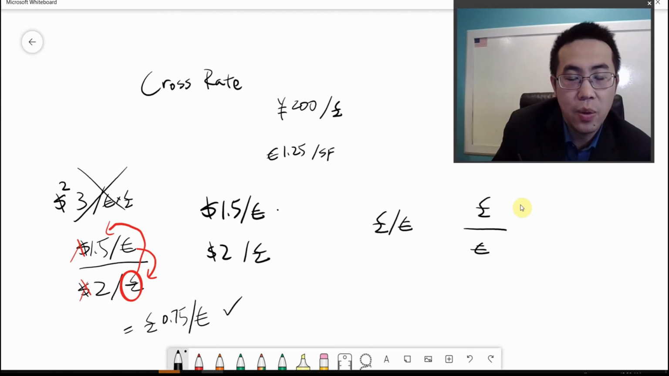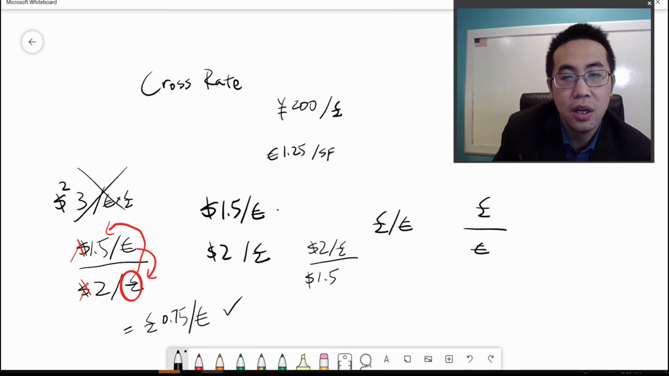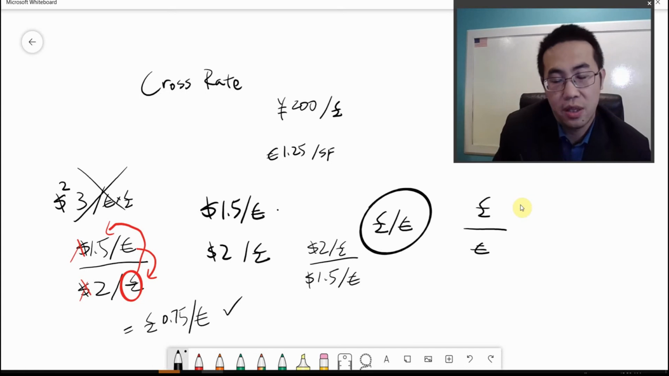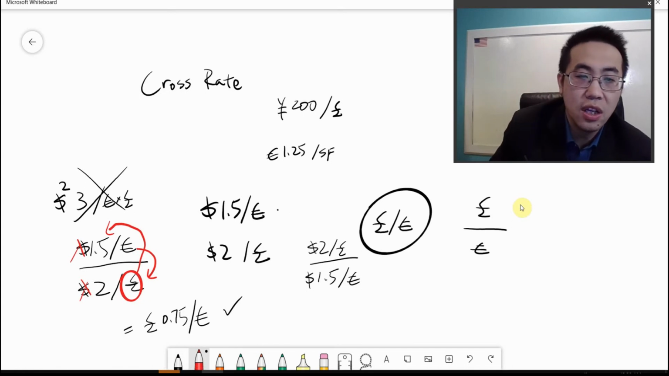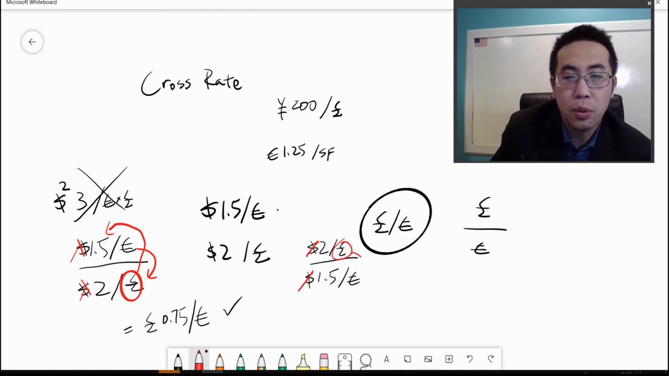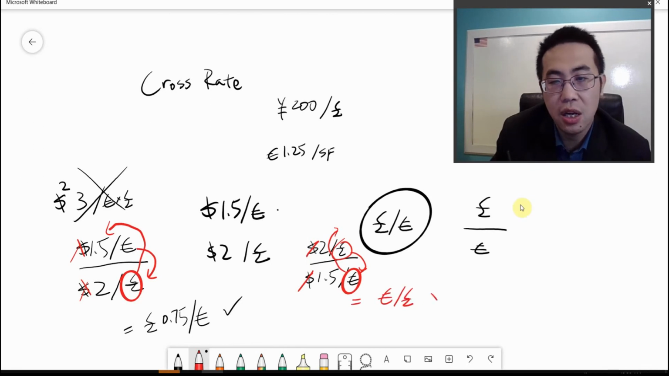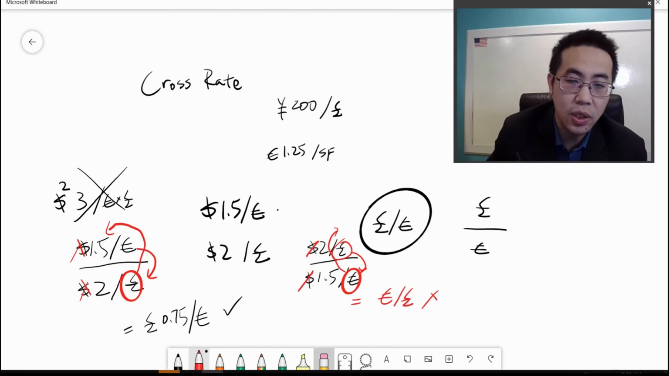If you do the other way of dividing, you're going to use $2 per pound divided by $1.5 per euro. Since this is our goal, does this method yield the right answer? You will see dollar and dollar will get canceled, and this time pound would be flipped to the bottom and euro will be flipped to the top. So the output would be amount of euro per pound, which is incorrect. So we don't do this.